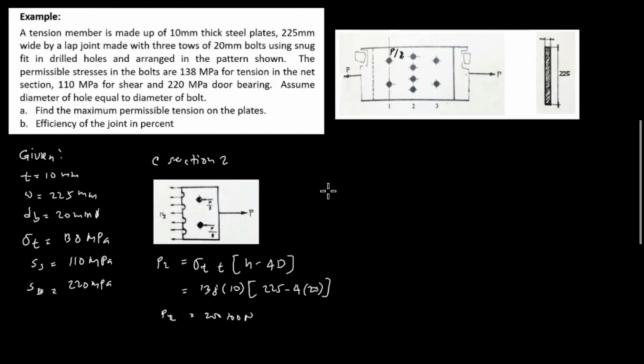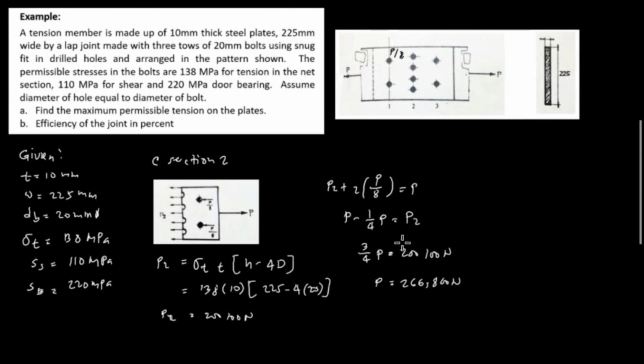We check for the force P2 plus, for the bolt we have 2 bolts, which means twice of every force, which is P over 8, and it is equal to the total P. P minus 1/4 of P is equal to P2, and this is 3 over 4 P, and P2 is equivalent to 200,100 Newton, and P is 200,100 times 4 divided by 3, and P is equivalent to 268,800 Newton. And this is for section 2.